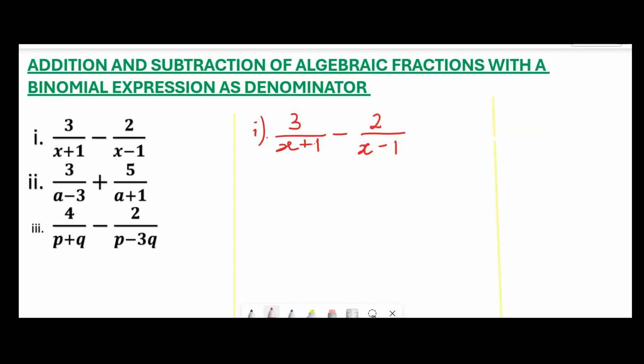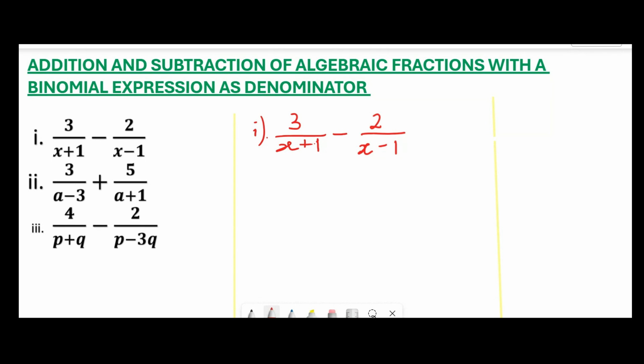We'll be talking about addition and subtraction of algebraic fractions with binomial expressions as the denominators. How do we overcome such questions? How do we solve such questions? How do we simplify algebraic fractions whereby the denominators are binomials?